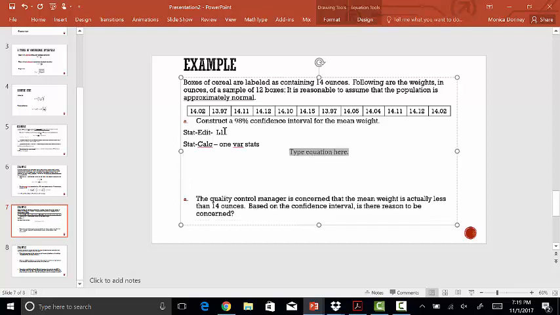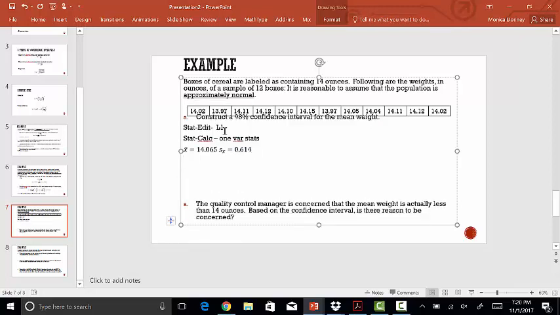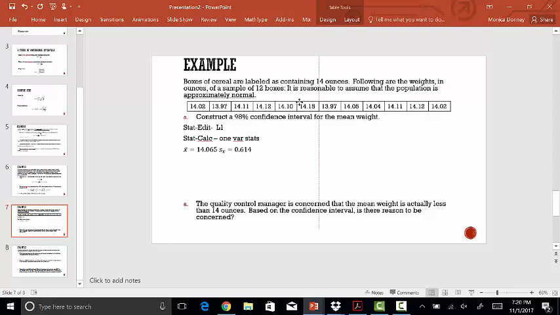Now, if you do this, you should get your x bar to be, I got 14.065, and for sigma, or Sx, I should say, I got 0.614. Alright, and so with that, I can figure out my confidence interval. Now again, because they did not give us the population standard deviation, all we have is the sample standard deviation, I have to use the second formula, the second one.